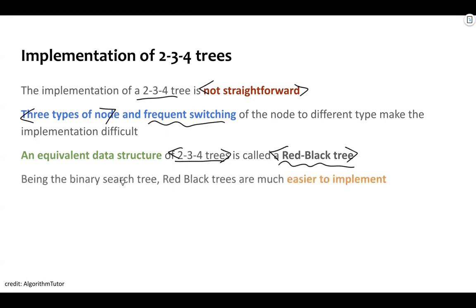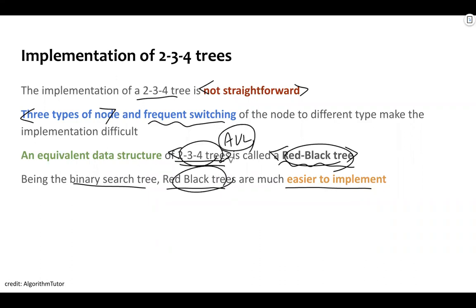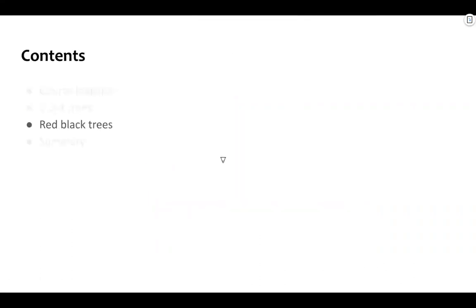And being binary search trees, 2, 3, 4 trees, AVL trees, red-black trees, all of them are binary search trees. And red black trees are much easier to implement. In fact, red black trees are easier to implement than 2, 3, 4 trees. However, red black trees are much more difficult than AVL trees to implement.